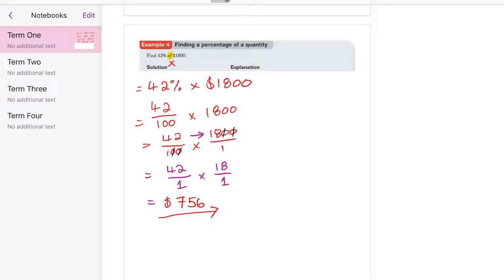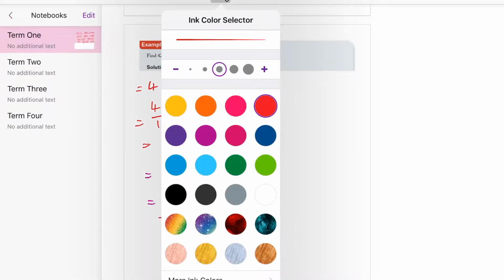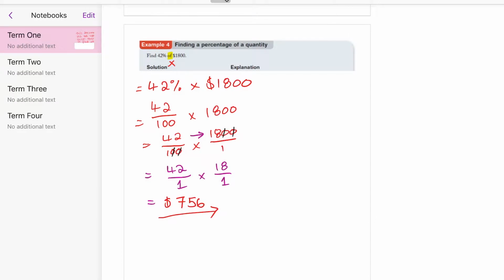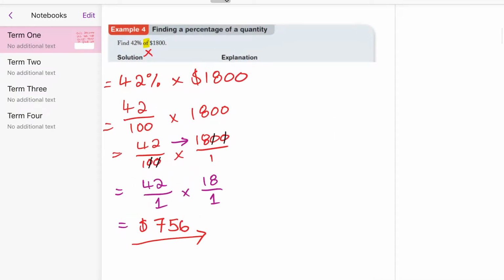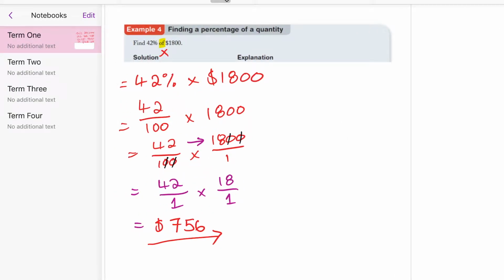One of the most common questions that I do get is, well, what happens if I am actually allowed to use a calculator? Well, if you are able to use a calculator, this video is going to help you with exercise 2A in using your calculator.